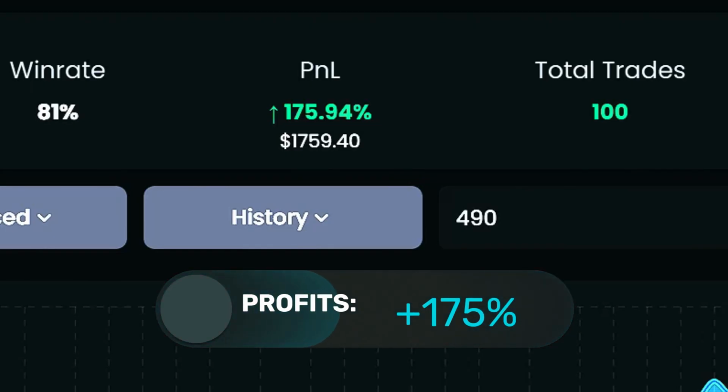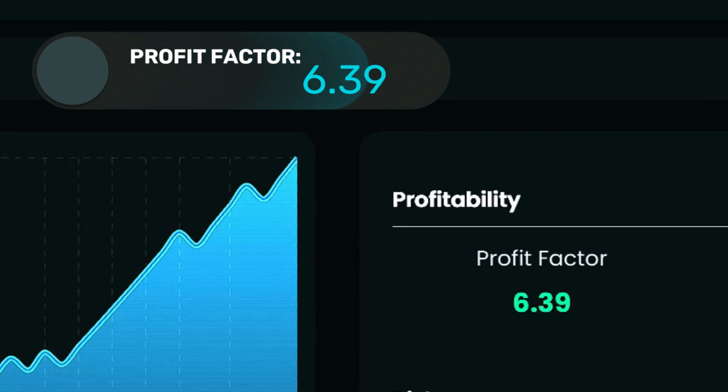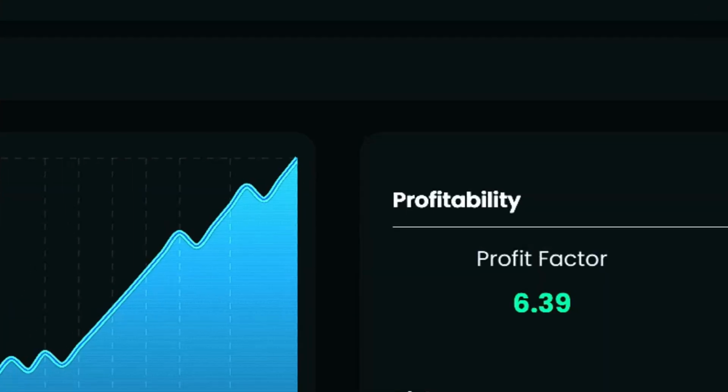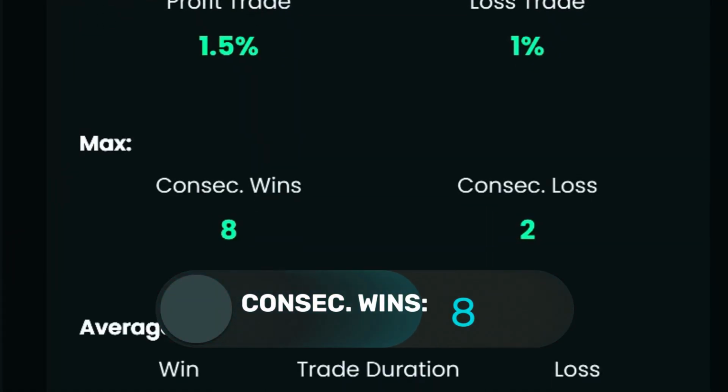Alongside these impressive figures, we obtained a 6.39 profit factor. Simply put, the profit factor indicates the ratio of gross profit to gross loss. A higher number signifies greater profitability, making this a fantastic result. Throughout the trades, we experienced 8 consecutive wins against only 2 consecutive losses. These results demonstrate the strategy's consistency and effectiveness in identifying profitable trades.